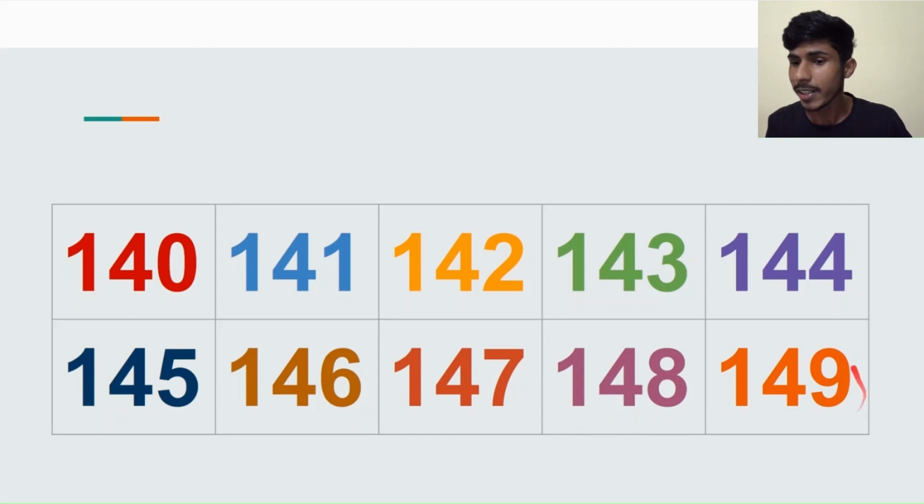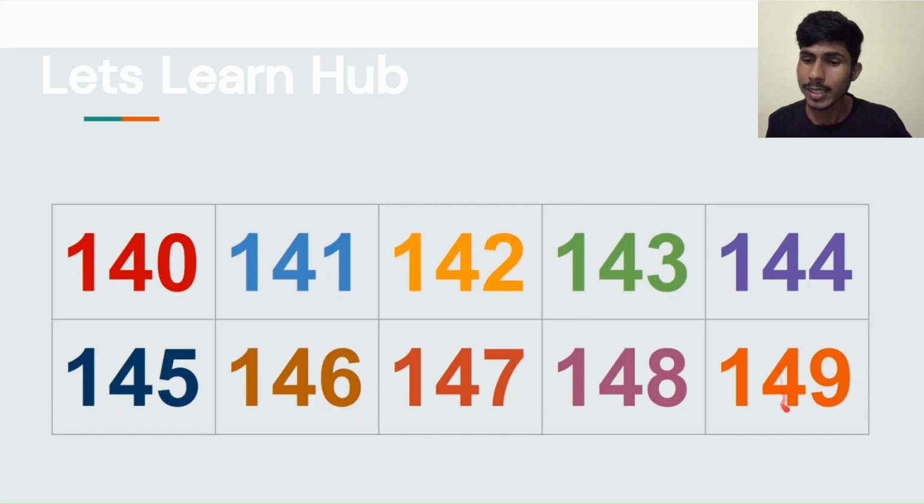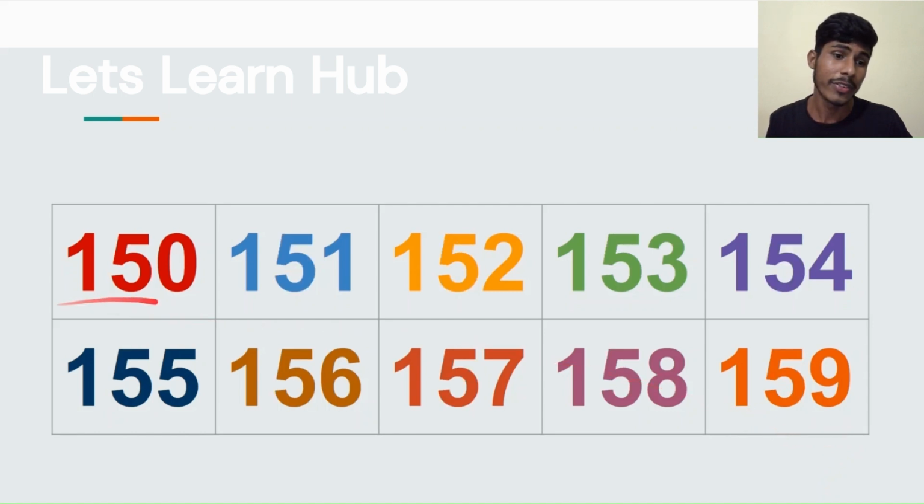We reach 9, right? The rightmost digit. So we need to make this digit 0, and we need to change its left digit, that is this 4 to 5. We will get 150, that is 150. We got 150, and we need to change the rightmost digit here, that is 0. 0 to 1, we'll get 151.